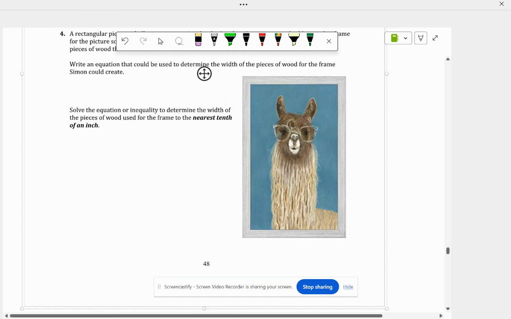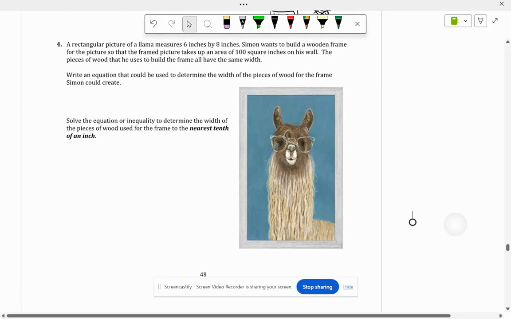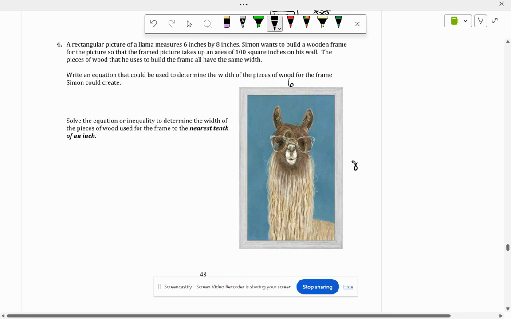The llama picture. A rectangular picture of a llama measures 6 inches by 8 inches. Simon wants to build a wooden frame for the picture so that the framed picture takes up an area of 100 square inches on his wall. The pieces of wood that he uses to build the frame all have the same width.